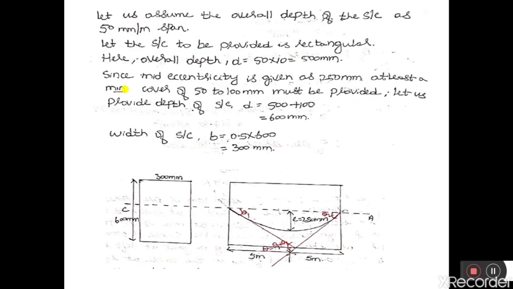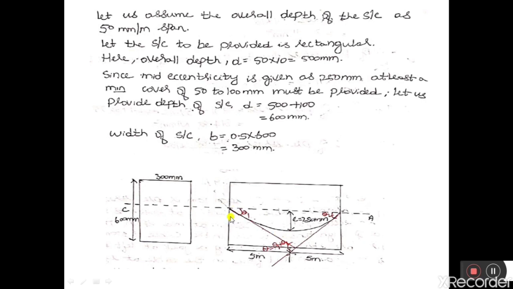Therefore, let us provide a depth of cross section as 600 mm by considering the thickness of covers from 50 mm to 100 mm, and by considering the eccentricity, let us make the depth as 600 mm. And let us consider the width of the beam as 0.5 into 600, that is 300 mm. So this is the cross section of a beam. Depth is 600 mm, width is 300 mm.